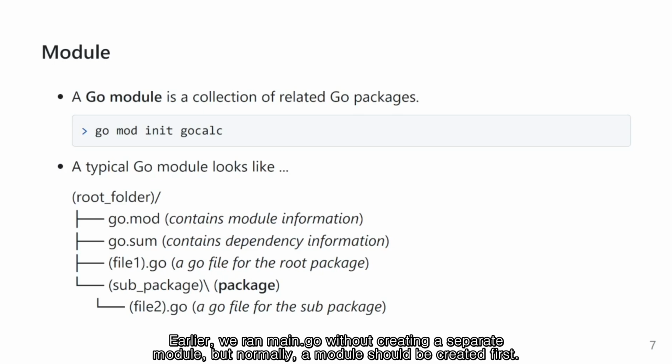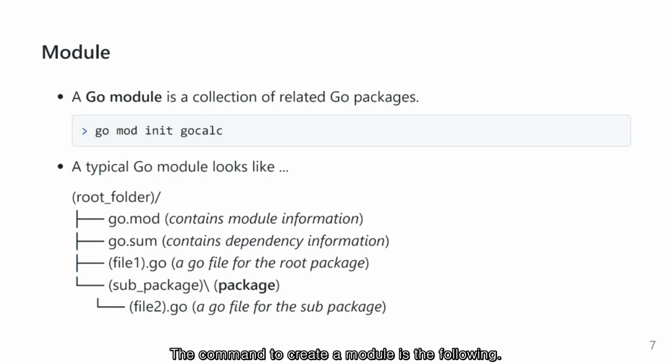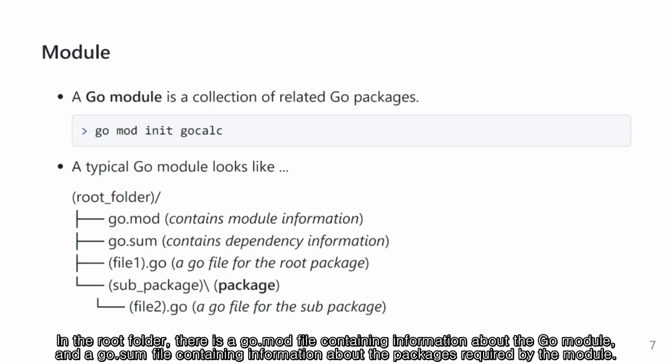Earlier, we ran main.go without creating a separate module, but normally a module should be created first. The command to create a module is the following. Here, GoCalc is the name of the module you want to create. Typically, a module is created in the following state. In the root folder, there is a go.mod file containing information about the Go module and a go.sum file containing information about the packages required by the module.